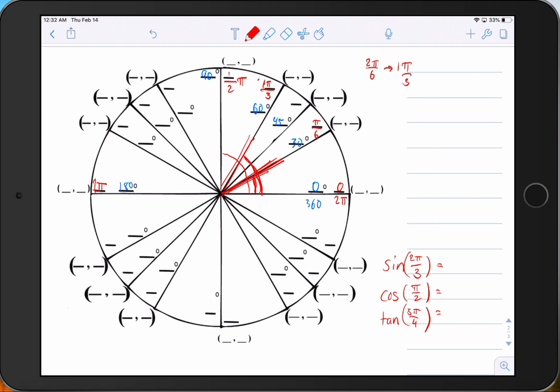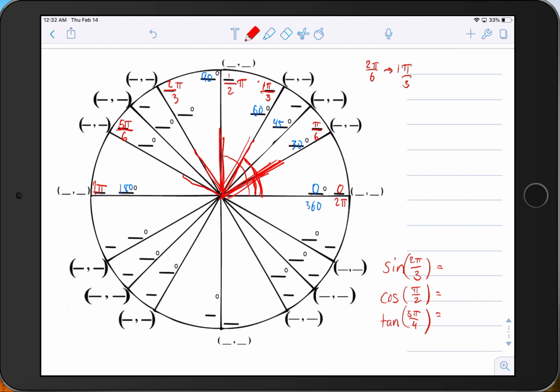What's another third right here? 3 pi over 6. Hey, 3 over 6 is 1 half. That makes sense. 1 pi over 6, 2 pi over 6, 3 pi over 6. 4 pi over 6. Can we reduce that? Yes. 4 pi over 6 is 2 pi over 3. 1 pi over 6, 2 pi over 6, 3 pi over 6, 4 pi over 6, 5 pi over 6. Do you see how we're doing that? And so you can do the same thing with this middle one right here.